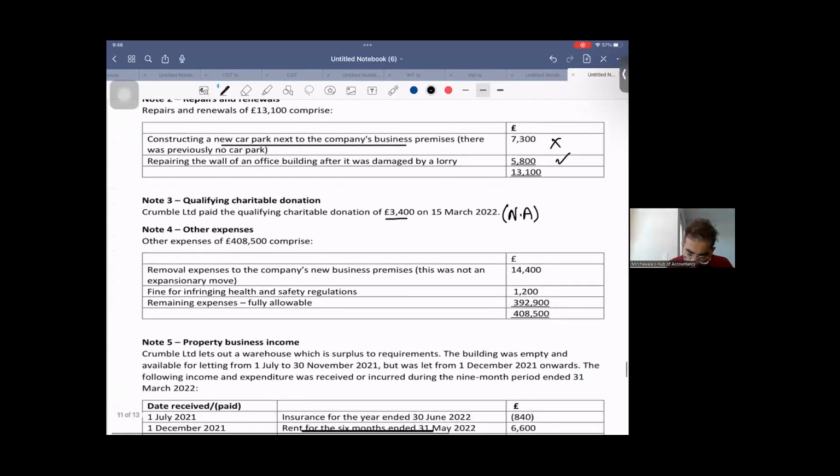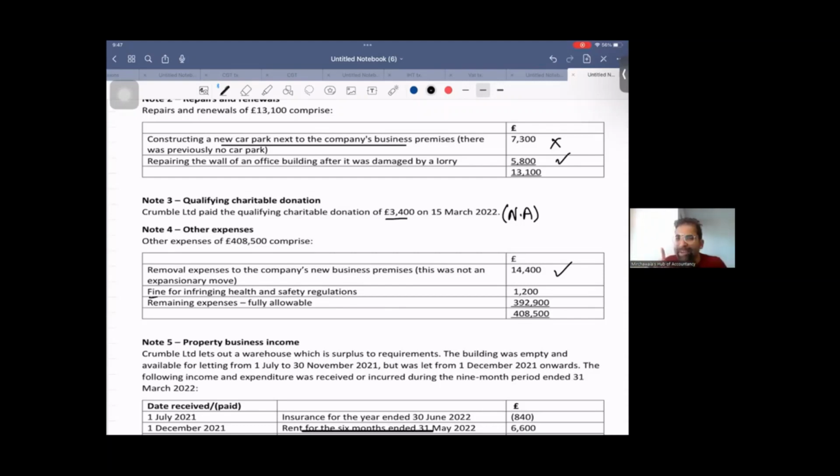Then note number 4. Other expenses. Removal expenses to the company's new premises are allowed. Remember, I gave you this example in my normal course. If you had a 500 square yard office in Bangalore and you are shifting to another 500 square yard office, it's allowed. This is not an expansion. But if you are moving from 500 square yards to 2000, this is improvement. If it is an expansionary move, then not allowed. If non-expansionary, then allowed.